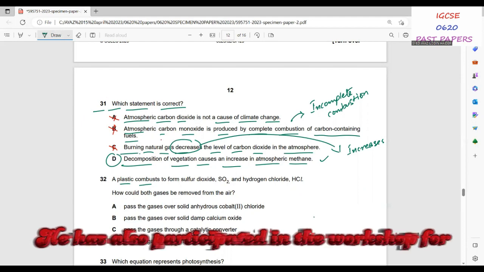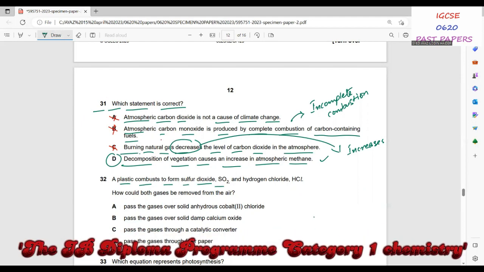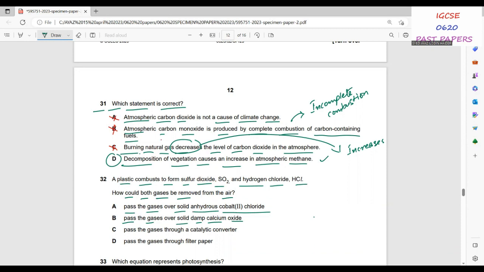32. A plastic combusts to form sulfur dioxide, SO2, and hydrogen chloride, HCl. How could both gases be removed from the air? A. Pass the gases over solid anhydrous cobalt-2 chloride. Cobalt-2 chloride does not react with SO2 or HCl. B. Pass the gases over solid damp calcium oxide. This looks correct to me.